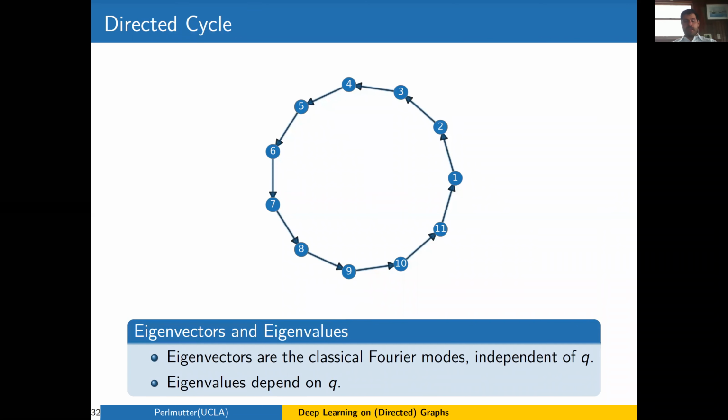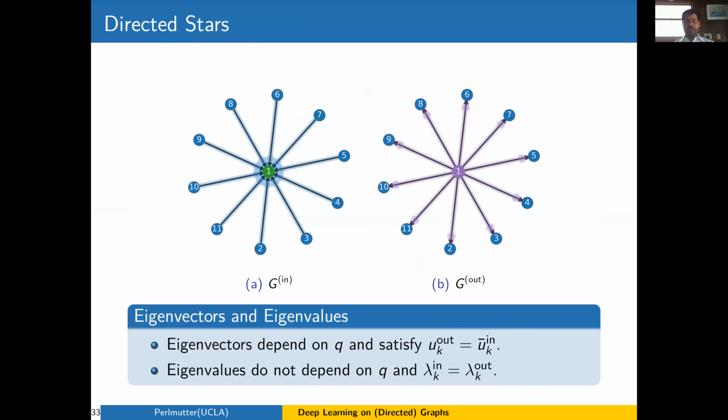We can also do an analysis of its eigenvectors and eigenvalues. On a directed cycle, the eigenvectors are exactly the classical Fourier modes and do not depend on Q, but the eigenvalues do depend on Q. On a directed star, it's actually the other way around, where the eigenvectors do depend on Q, but the eigenvalues do not. What these two extreme examples illustrate is that there's lots of geometric information being encoded both by the eigenvectors and the eigenvalues of this operator.